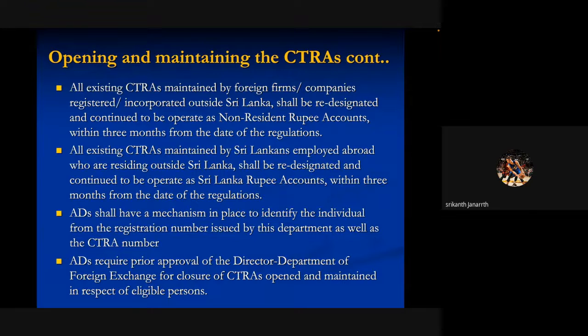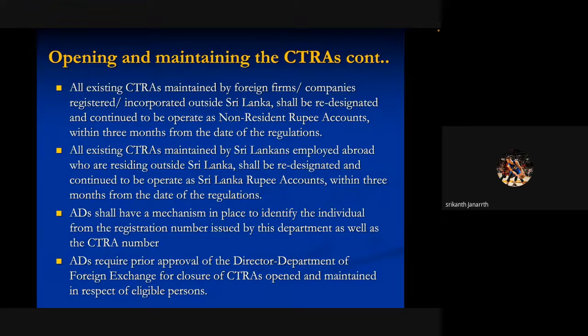If the CTRA is already converted from a previous LKR account, now you reconvert into a normal Rupee account. So going forward, the regulation will be that anybody who is working in the Middle East or any other country can maintain a normal LKR account, right? The CTRA only comes in when somebody is migrating. That is again only one account. The remaining entire account that particular immigrant has with the banking channel needs to be converted into a non-resident Rupee account.